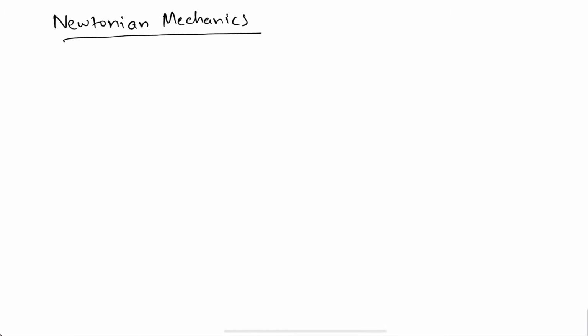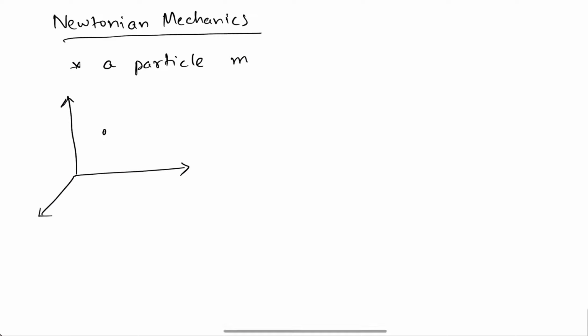Newtonian mechanics. In any mechanics, by the way, the goal of mechanics is to predict the future of a time-dependent system. These time-dependent systems could be something very simple, like a particle which has a certain mass and is moving in space. For example, let's say you have a three-dimensional space and you have a particle that is moving in space.